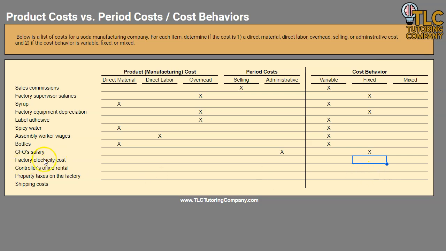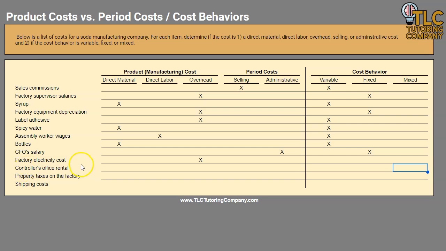Factory electricity cost. We're seeing factory here, so we know it's a product cost. Now, is it direct material? No. Direct labor? No. So it must be overhead. Then here's a cost behavior. Is it variable? Does it change with level of activity? Is it fixed? Or here we go, is it mixed?